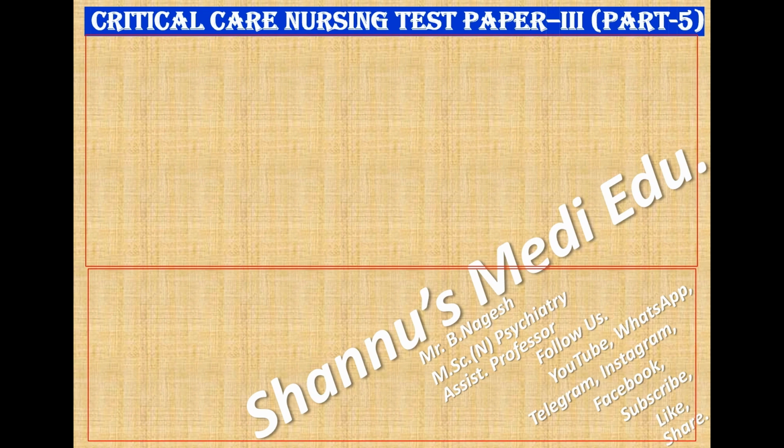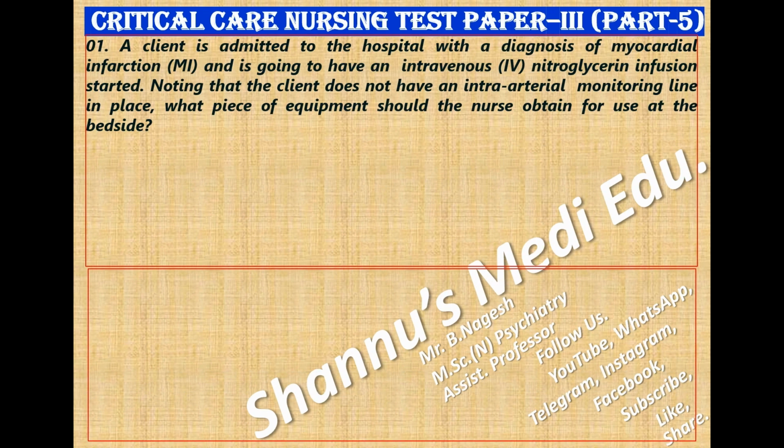So coming to the topic, question number 1. A client is admitted to the hospital with a diagnosis of myocardial infarction (MI) and is going to have an intravenous nitroglycerin infusion started. Noting that the client does not have an intra-arterial monitoring line in place, what piece of equipment should the nurse obtain for use at the bedside?